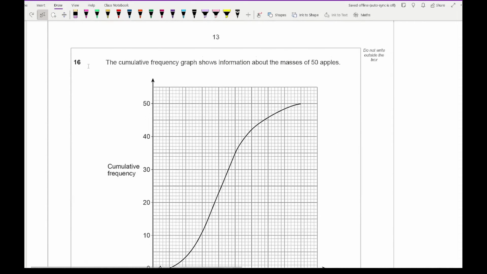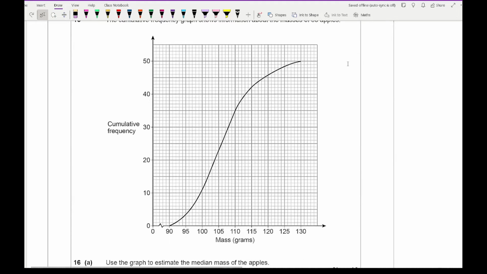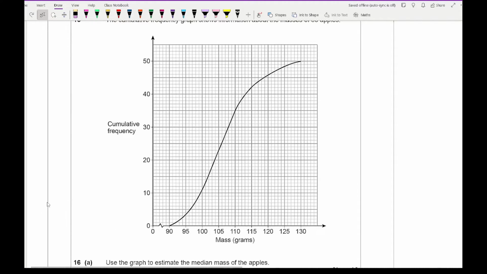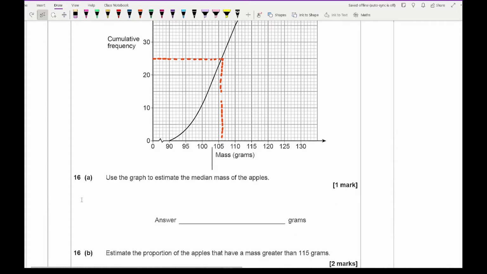Then moving on to question 16, it says the cumulative frequency graph shows information about masses of 50 apples, and question 16a says use the graph to estimate the median mass of apples. So here we've got 50, so we halve that, so that's going to be 25. And then once we've got that, we then want to project down, and I make it to be around about 106.